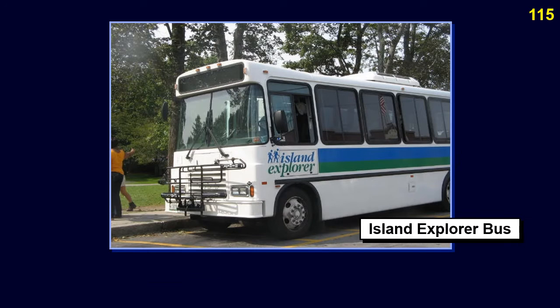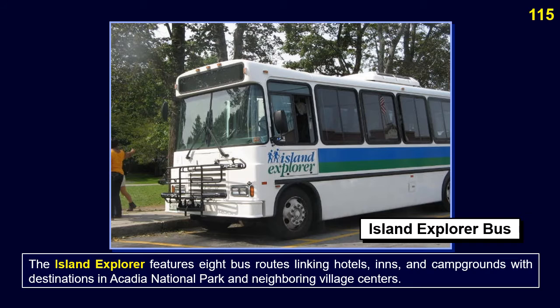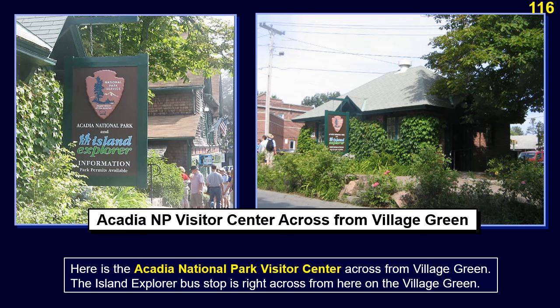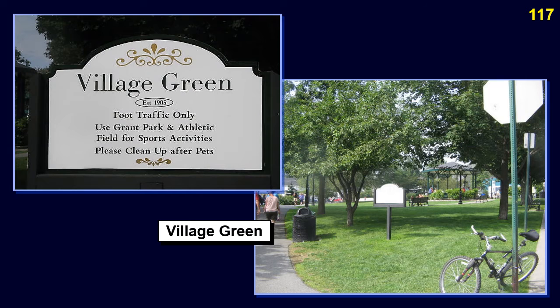The Island Explorer features 8 bus routes linking hotels, inns, and campgrounds with destinations in Acadia National Park and neighboring village centers. Here is the Acadia National Park Visitor Center across from Village Green. The Island Explorer bus stop is right across from here on the Village Green. This is the Village Green.